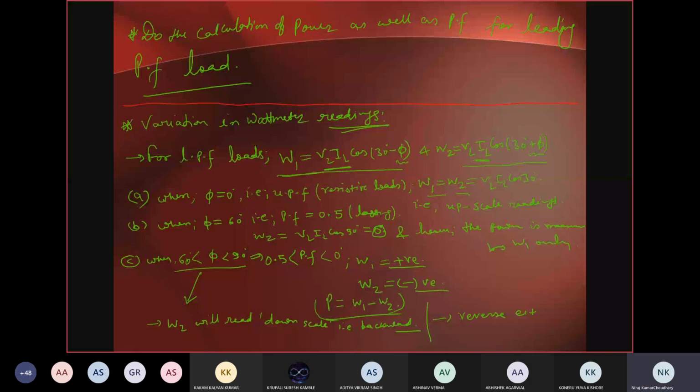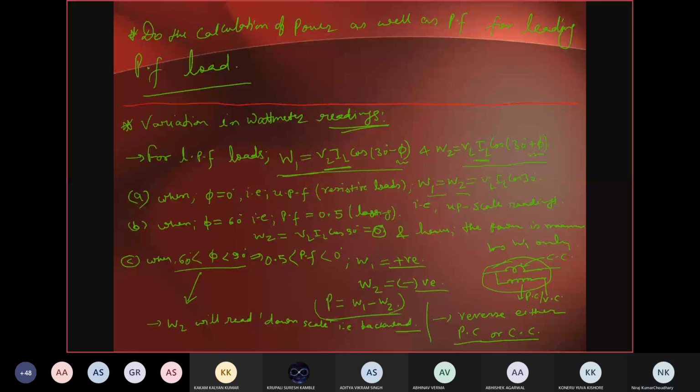You know, in a wattmeter, there are two types of coils. This is the symbol of a wattmeter. This one is your current coil, and this is your pressure coil or voltage coil. So the connection or polarity of either the current coil or the pressure coil has to be reversed in order to get the upscale reading of the wattmeter W2.